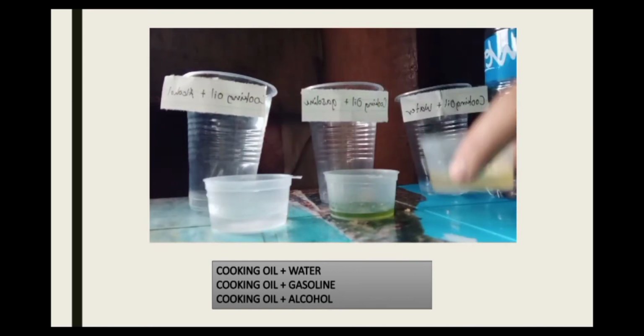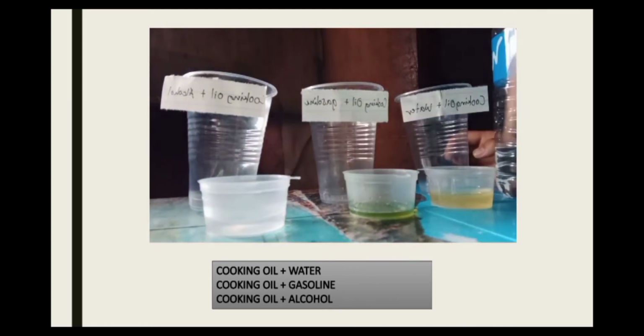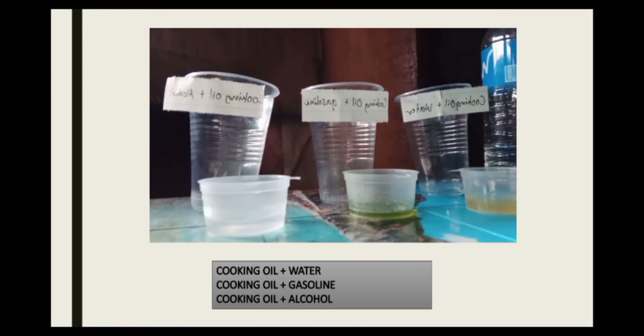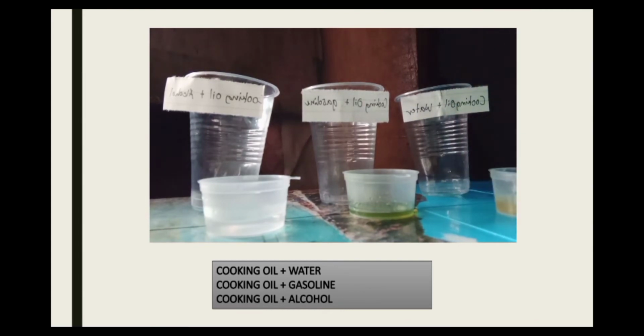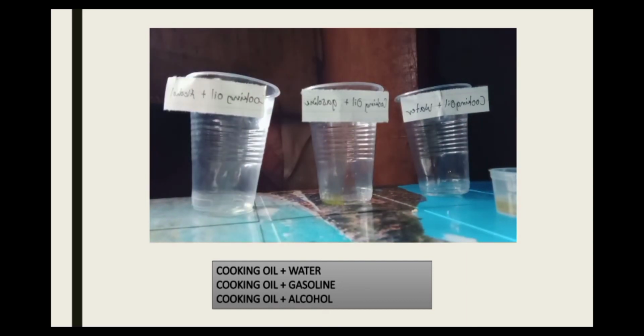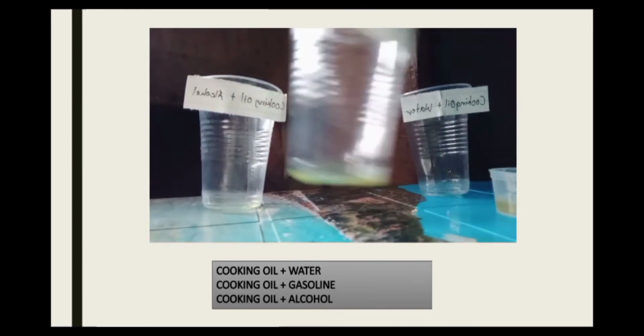We mix cooking oil and water, cooking oil and gasoline, and cooking oil and alcohol. So we mix together the cooking oil and water. Next is the cooking oil and gasoline. Next is the cooking oil and alcohol. We shake.